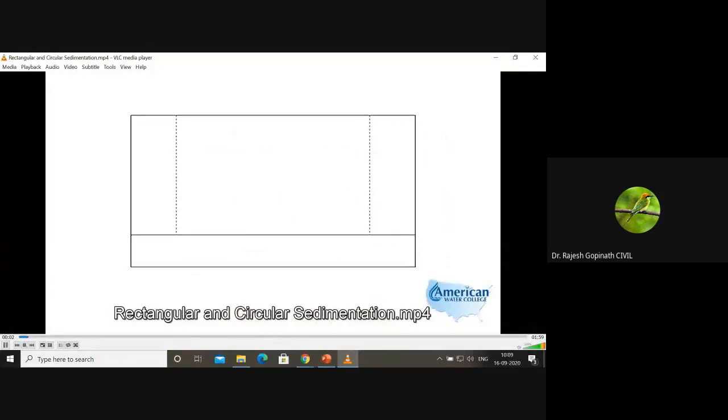Here we have a rectangular sedimentation basin. So in this initial beginning, we are trying to recap a rectangular sedimentation tank. And now he's going to speak about the 4 zones: the inlet zone, settling zone, effluent zone, that is the outlet zone, and the sludge zone.